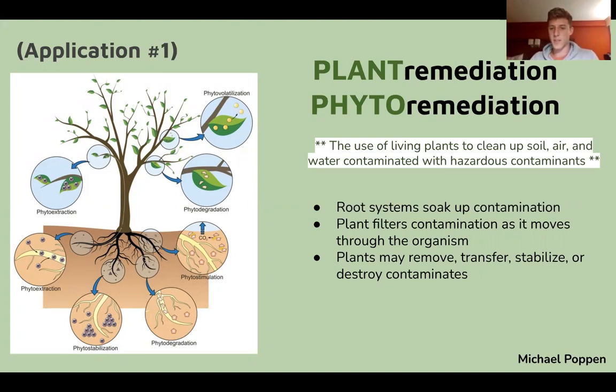So root systems are key for soaking up contamination. If a root system is not strong enough, then the toxins will kill the plant and it won't be any use to cleaning up the environment. So how does remediation work? There's several different processes that it can go through. It can either remove, transfer, stabilize, or destroy the contaminants that are in the environment.